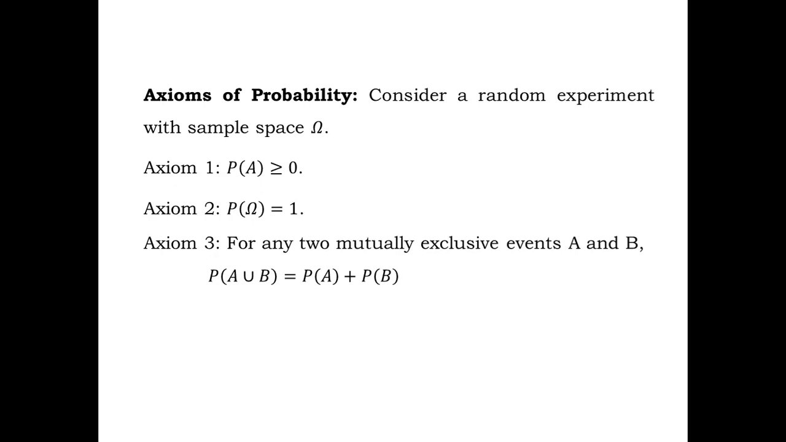Axiom 2: probability of sample space is 1. So probability of any event is never greater than 1. So 100, 1%, 200%, these are meaningless things.